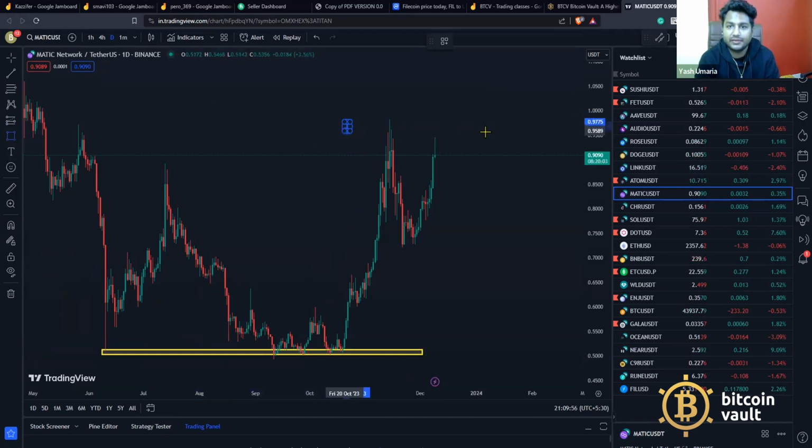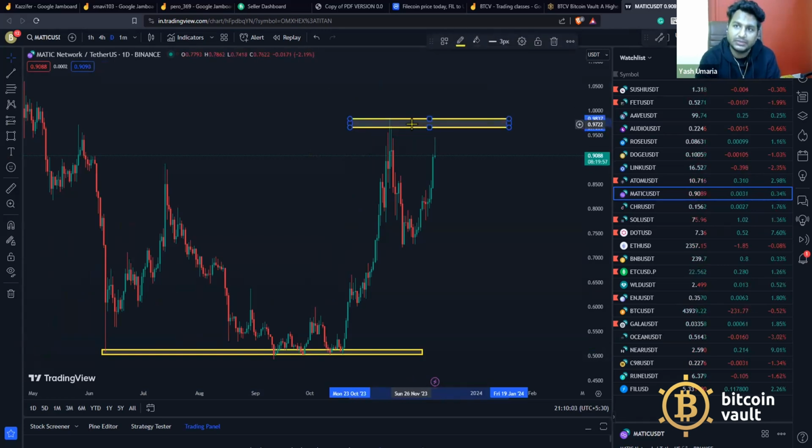Close to $1, almost close to $1. Why? Because those numbers are psychological numbers. As a trader, as an investor, you will always look at those numbers. So if a coin is going from 0.1 to $1, you will find 0.1, 0.2, 0.3, 0.4, and so on up to $1. Those will be psychological numbers.